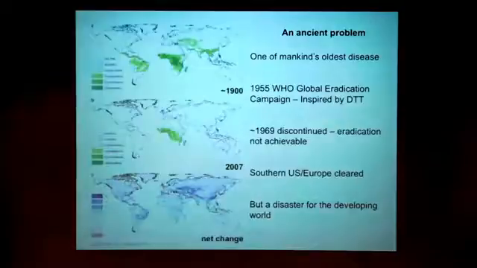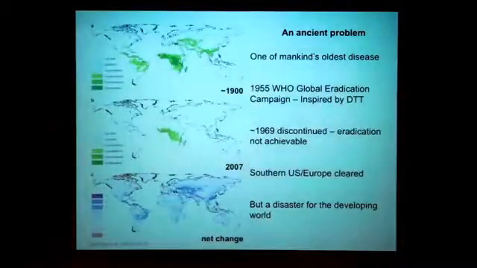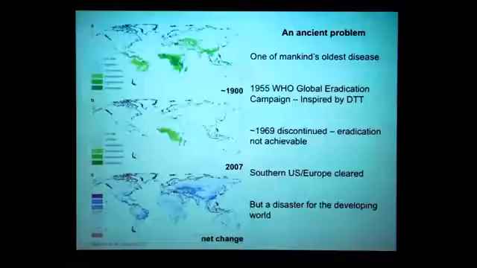So if you look at these maps of distributions of malaria, it was basically a disease that covered the whole of the tropics and southern areas of places like Europe and the US. Post-eradication, it was a pretty amazing achievement in areas like southern Europe. But the areas where the net change has been so disastrous are the poorest nations of the world, areas like Africa, India, South America, and they still have rampant malaria. So it's still an incredible burden on humanity.